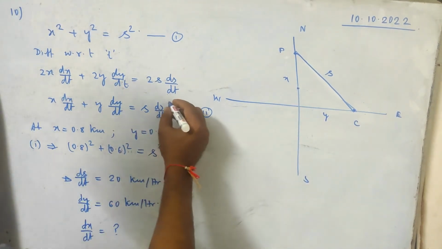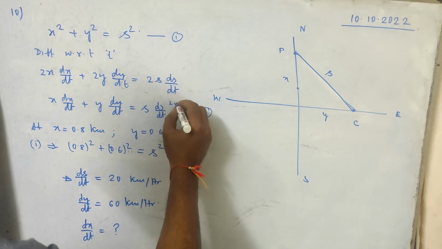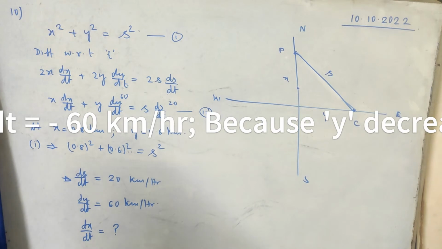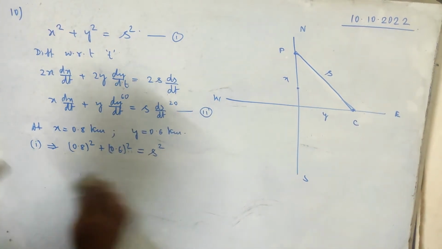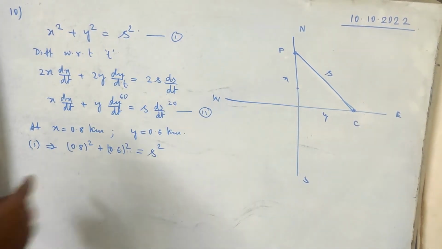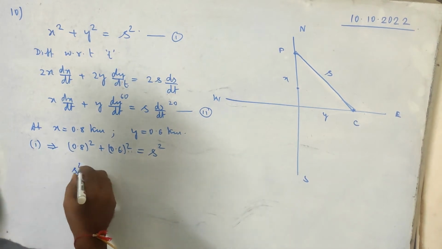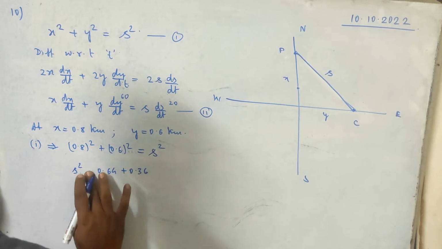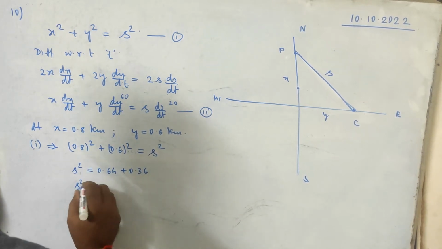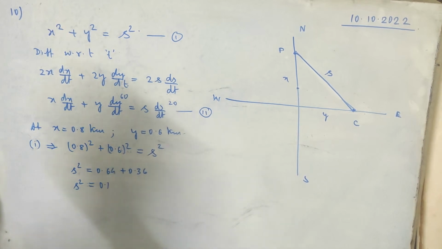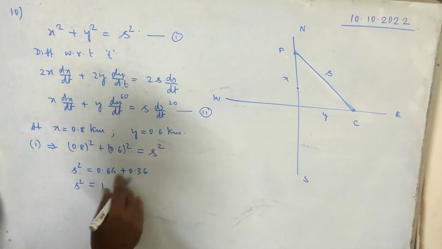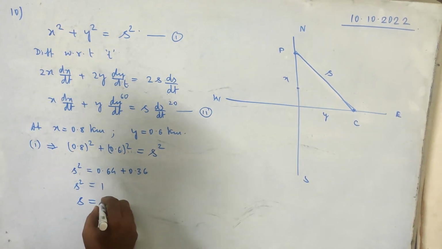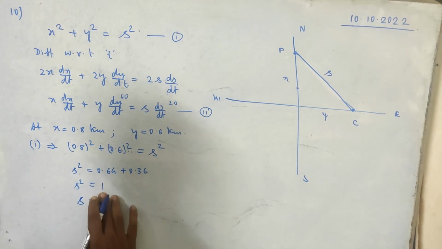Okay, ds by dt is 20 and dy by dt is 60, right? These two pieces of information are given. We'll find this out now. So this is 0.64, s square is equal to 0.64 plus 0.36, so s square is equal to 1. It will be 1 because 100, isn't it? So s is equal to plus or minus 1, isn't it? So it is 1. Omit the negative.